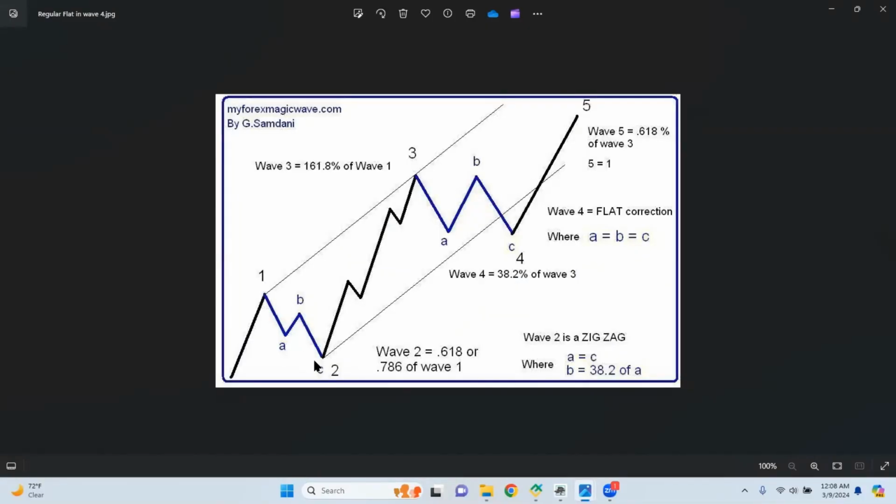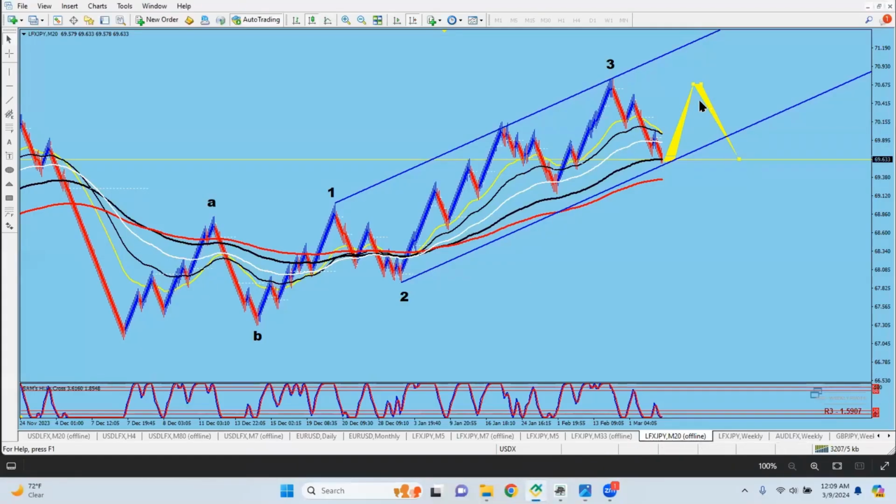So you have wave 1, then an A, B, C correction, but notice that here the B is very small compared to A and C, and it's a steep drop. But this one is like A equal B equal C, sideways. It's not a steep drop. B here is very small, but B here is as big as A, and C is as big as A and B. This is called a sideways flat. Wave 4 equal to a flat correction, where A equals B equals C. That can happen, yes. So we can expect that here, right?